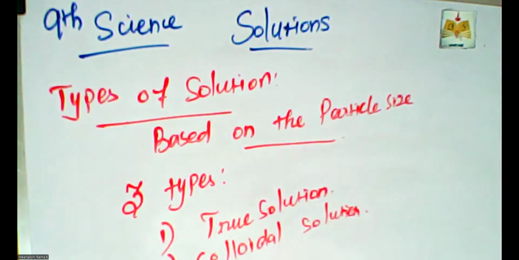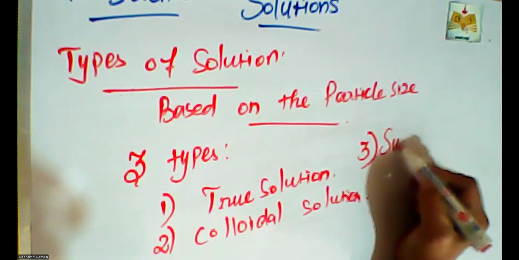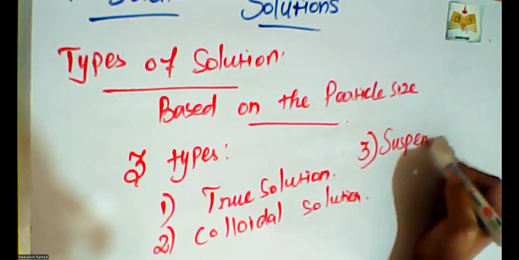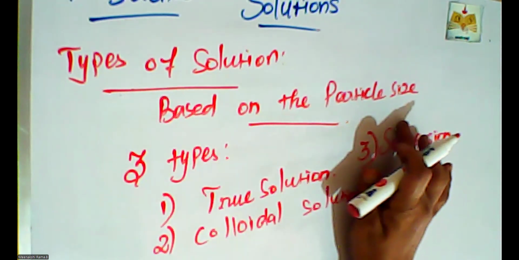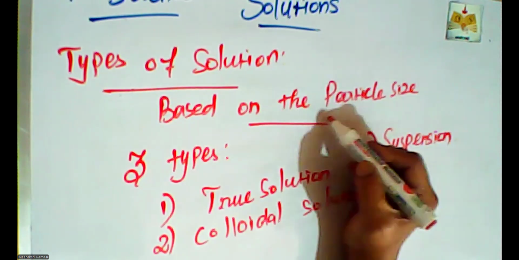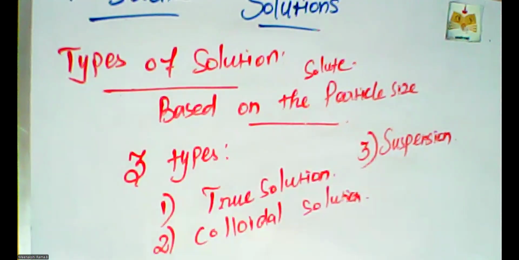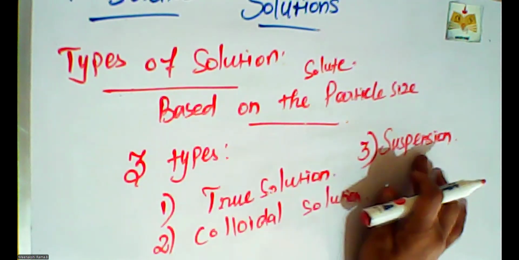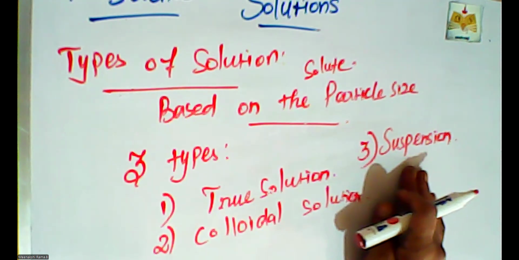Next one is colloidal, and the third one is suspension. So, depending upon the size of the solute particles, we can classify the solution into three categories. One is true solution, second is colloidal, and third is suspension.